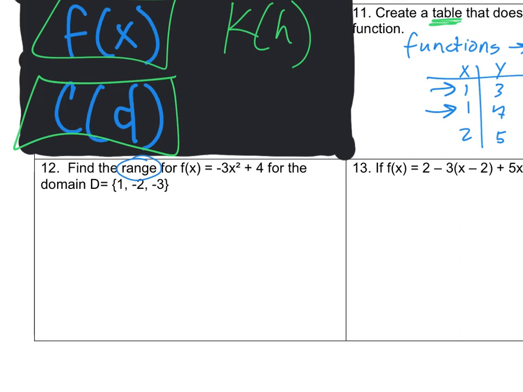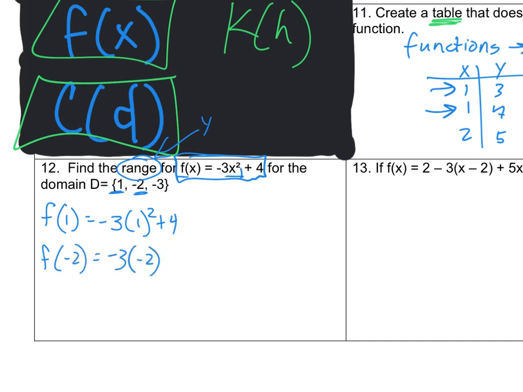Now it says find the range. The range is my y values for f of x equals, I didn't highlight right. For f of x equals -3x squared plus 4. Now you can do this by hand or you can do it in your calculator. If I substitute in 1, then I know I'm going to have -3 times 1 squared plus 4. If I substitute in -2, then I would have -3 times -2 squared plus 4. And if I substitute in -3, then I would have -3 times -3 squared plus 4. And then you would do that math in your calculator to get the answers.